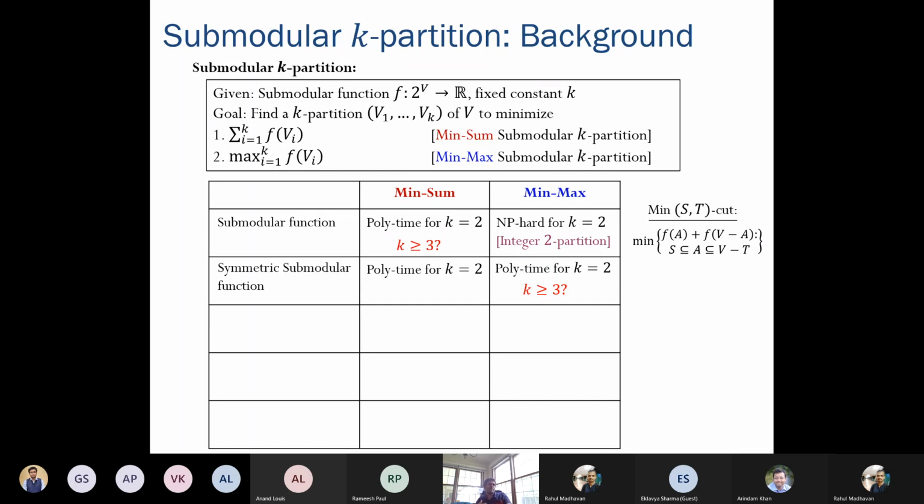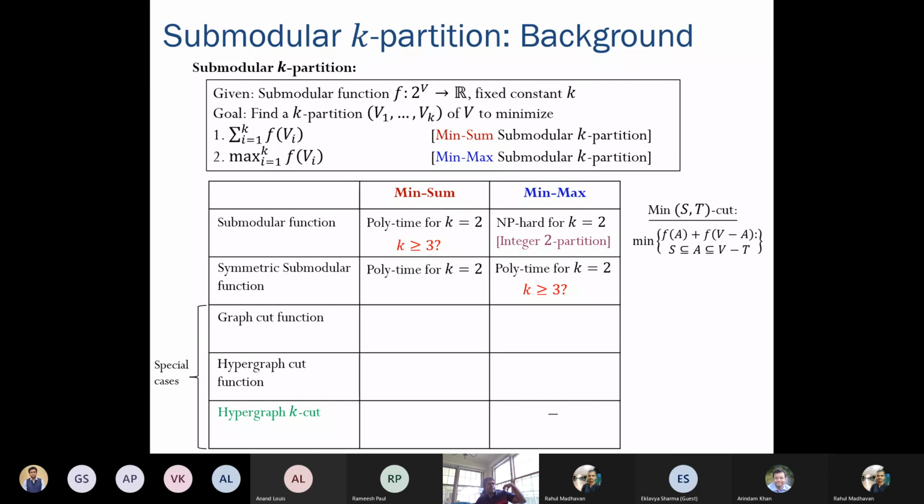We did not know the status of these 2 problems until about 4 or 5 years ago. But if we don't know the status, then it's good to think about some special cases. I'll talk about 3 special cases of submodular functions, namely graph cut function, hypergraph cut function, and hypergraph KCut. And recall that hypergraph KCut is a special case of min-sum submodular K partition. There is no min-max counterpart to it. So I'm going to put a dash in the min-max column for hypergraph KCut.